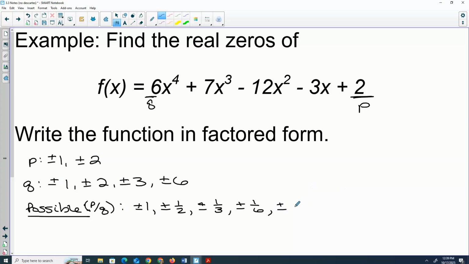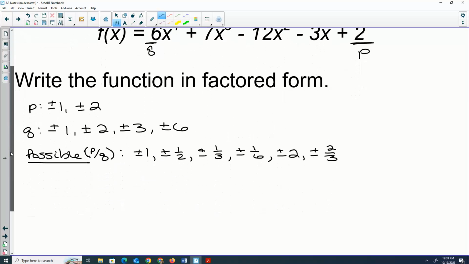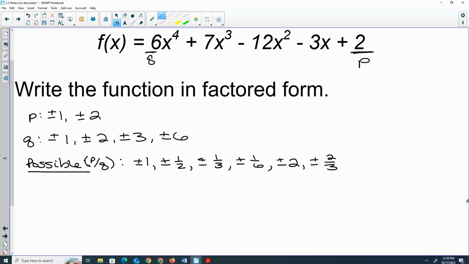And then I do 2 over each of them. So 2 divided by 1 is 2. 2 divided by 2 is 1. Since I already have it on my list, I don't need to write it again. 2 over 3. 2 over 6 is 1/3, and that's already on my list, so I don't have to write it. Okay, now what?